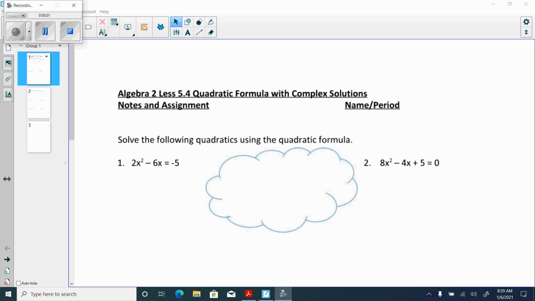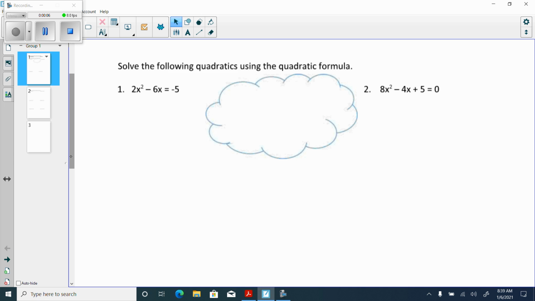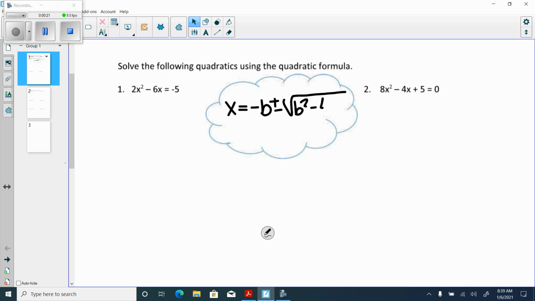We'll be using that quadratic formula. There's one of those bubbles right here so that you can write the formula in there. So remember, our formula is x equals negative b plus or minus the square root of b squared minus 4ac all over 2a.